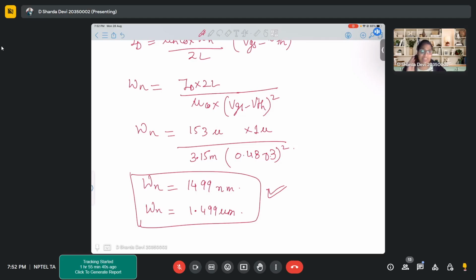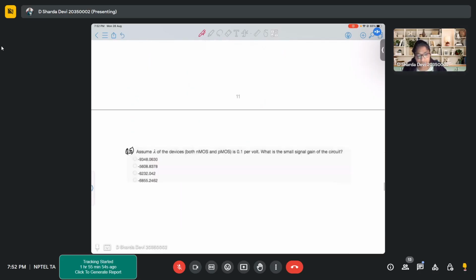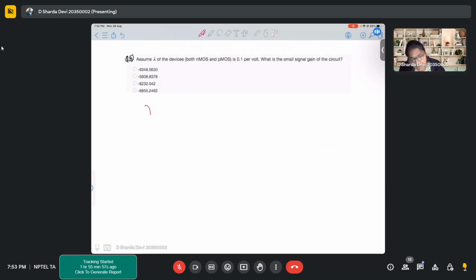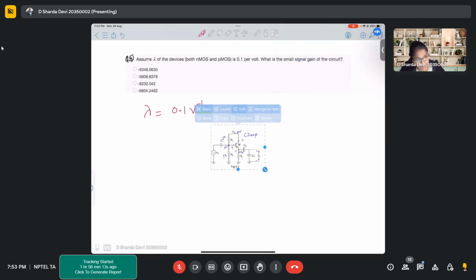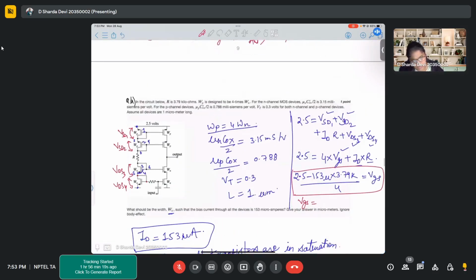So be very careful with the units. I repeat it always because even I too make mistakes with the units. But units are very critical, so you always have to keep them in mind. Okay, so that is done up to here. In the same circuit, it now says that lambda is given, 0.1 volt inverse. What is the small signal gain of the circuit? For this particular lambda, what will be the small signal gain for the given circuit?